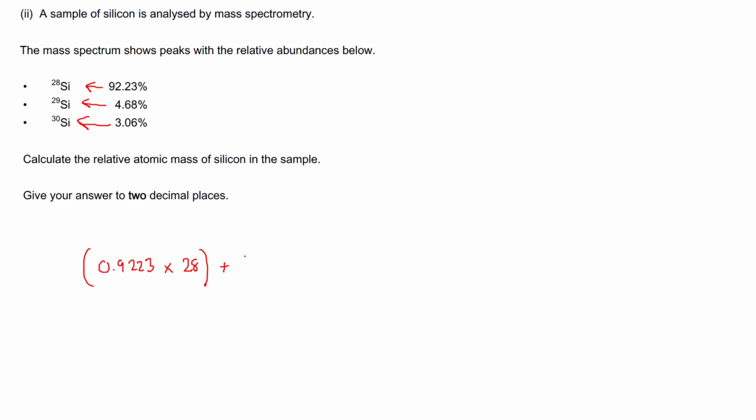You add that to the second value, which is going to be 0.0468 for 4.68% times 29. And then you're going to add that to 0.0306 times 30. And that will give you your relative atomic mass. Now, again, you don't have to do it this way. You can do 92.23 times 28, 4.68 times 29, and 3.06 times 30, and then divide everything by 100 at the end. It doesn't really matter which way you do it.